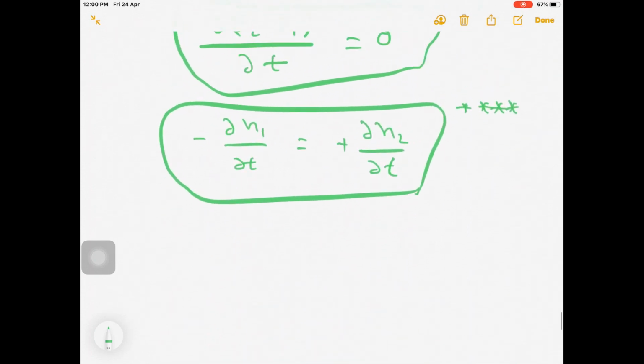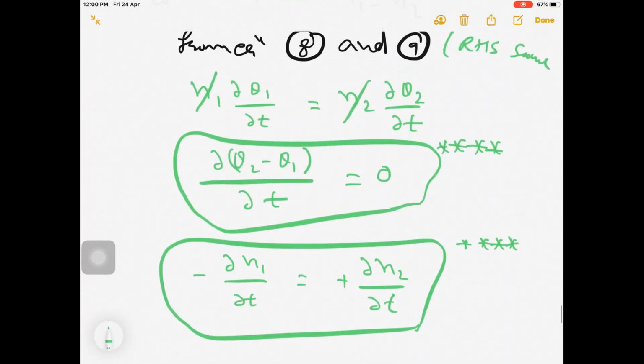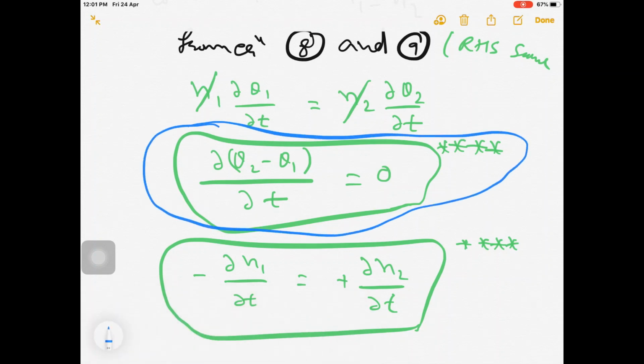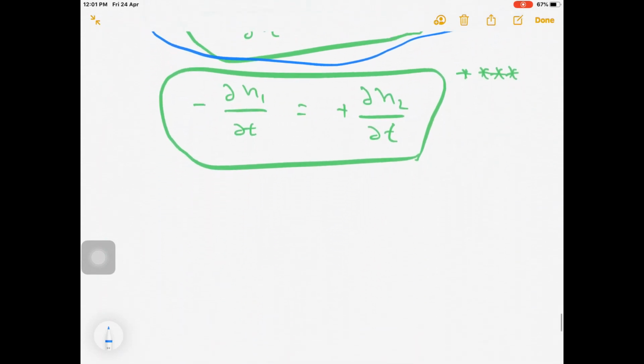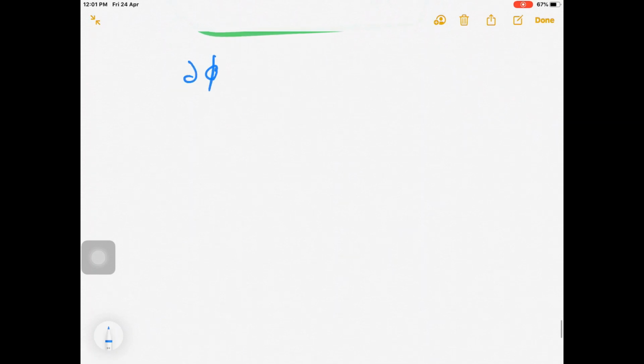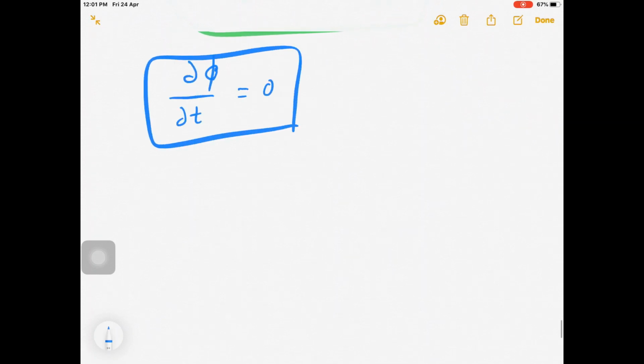And this is as expected from our basic concepts. If an electron is transferring from first superconductor to second superconductor and second superconductor to first superconductor, then direction of current will be opposite. So this one, I again repeat, is an important result for DC Josephson effect. And here theta 2 minus theta 1 is nothing but phase difference, that is del phi divided by del t equals to 0.